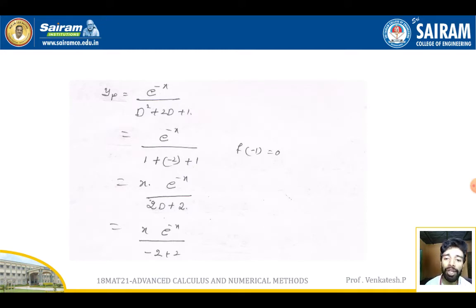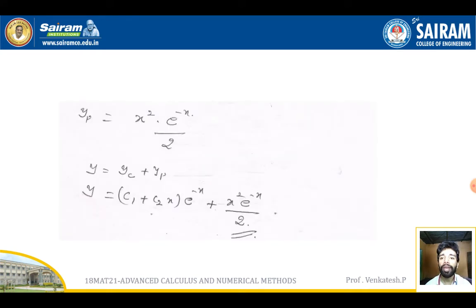So again we have to multiply x for the numerator and differentiate the denominator. If I multiply x for the numerator, I will get x square into e power minus x. Differentiating 2d plus 2 with respect to d, I will get 2 and the constant will become 0. So I got yp is equal to x square e power minus x by 2. So now the final solution will be combining both yc and yp. So y is equal to yc plus yp, that is c1 plus c2x e power minus x plus x square e power minus x divided by 2. This is a solution for the given non-homogeneous differential equation of type 1.